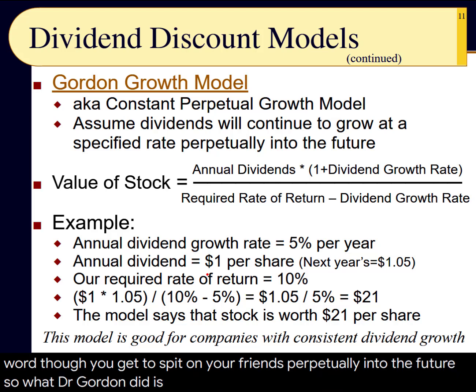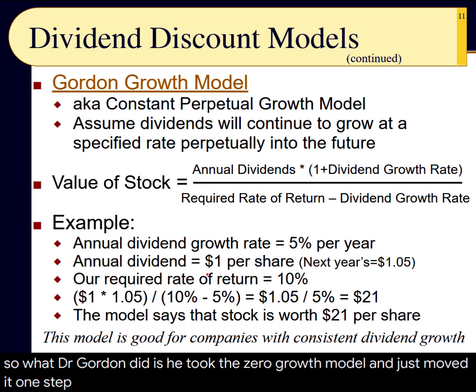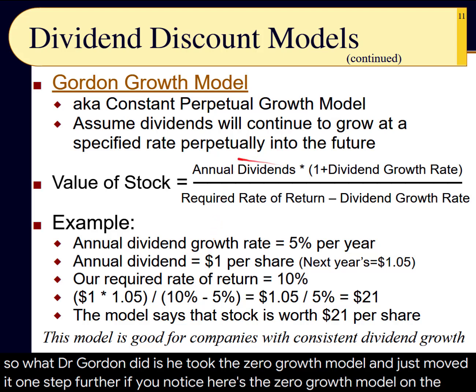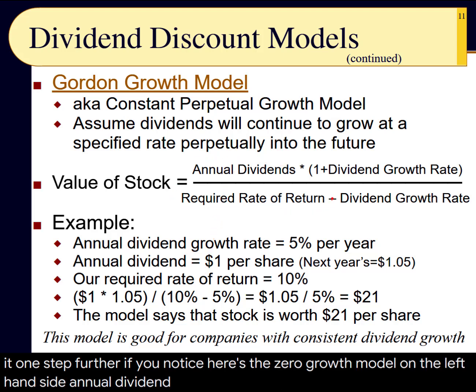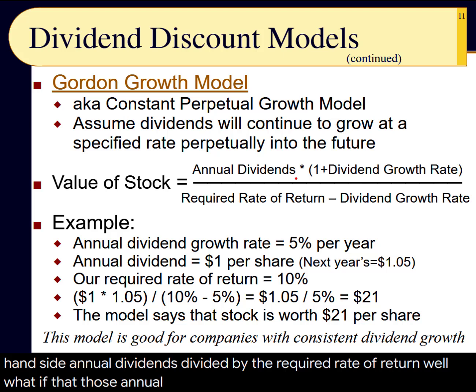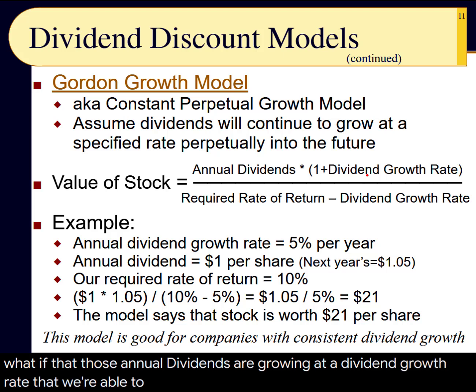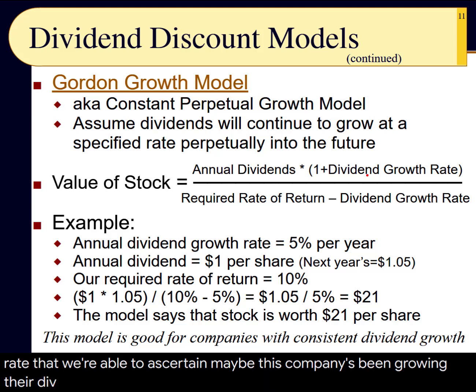So what Dr. Gordon did is he took the zero growth model and just moved it one step further. If you notice, here's the zero growth model on the left-hand side. Annual dividends divided by the required rate of return. Well, what if those annual dividends are growing at a dividend growth rate that we're able to ascertain? Maybe this company's been growing their dividends 5% or 8% for many years.